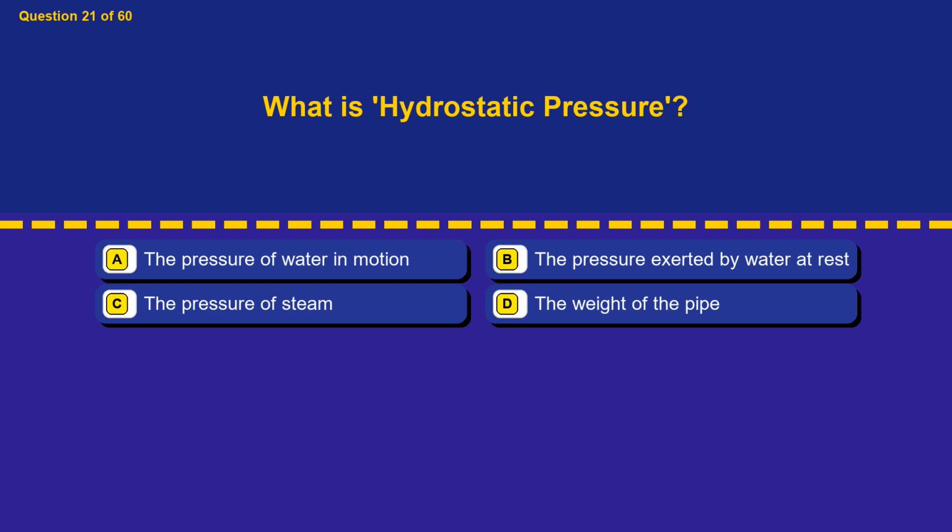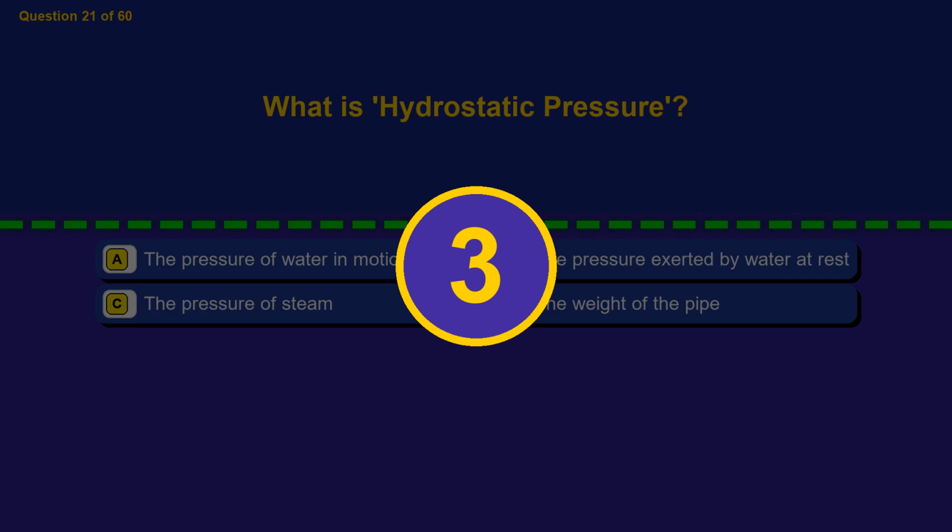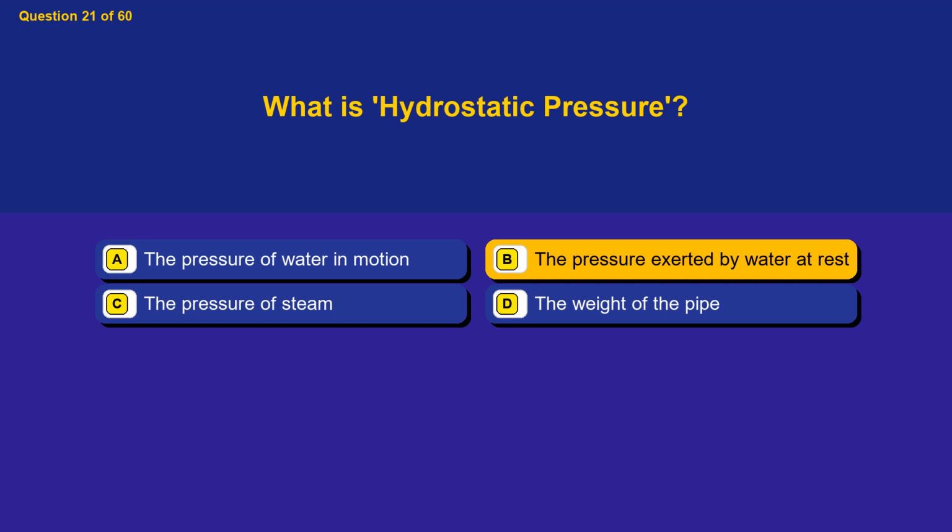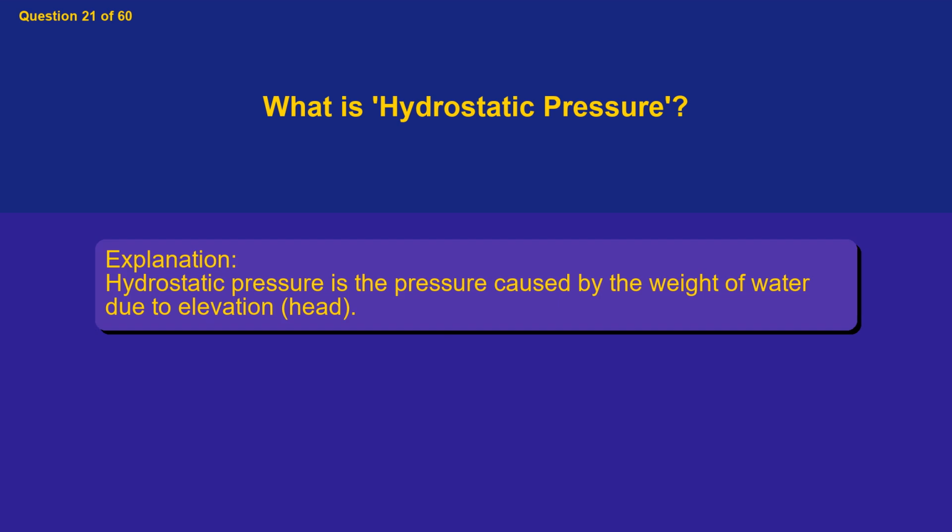Question 21. What is hydrostatic pressure? Option A, the pressure of water in motion. Option B, the pressure exerted by water at rest. Option C, the pressure of steam. Option D, the weight of the pipe. The correct answer is option B, the pressure exerted by water at rest. Hydrostatic pressure is the pressure caused by the weight of water due to elevation, head.